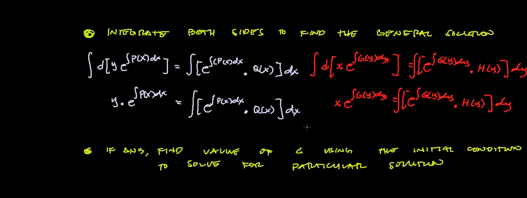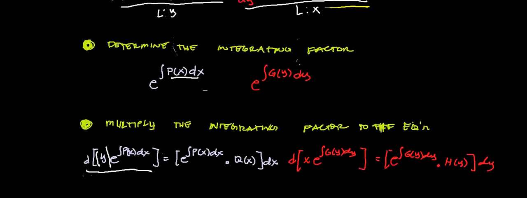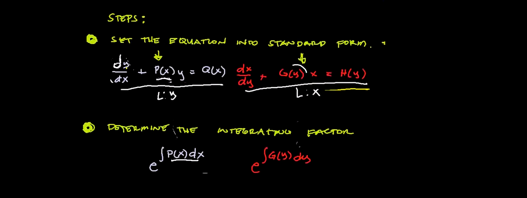And if there is an initial condition, then we can now find the value of our constant c, and find our particular solution. Okay, so that's all for these steps, and we will have an example on the next video regarding this kind of situation. Okay, so see you on our next video.